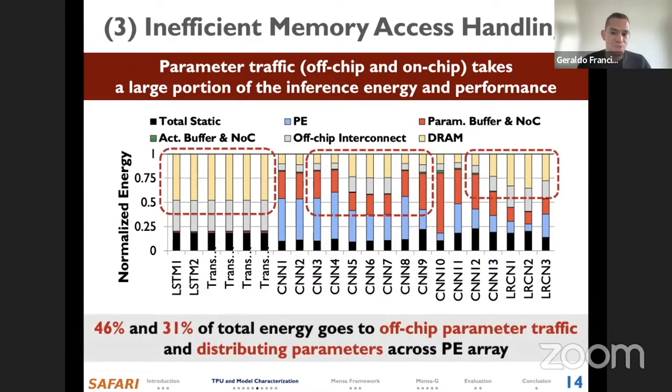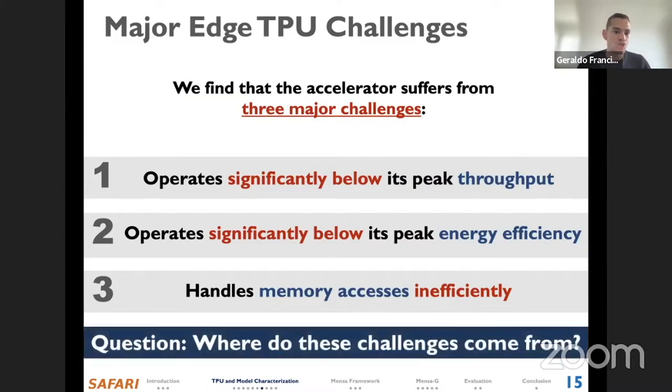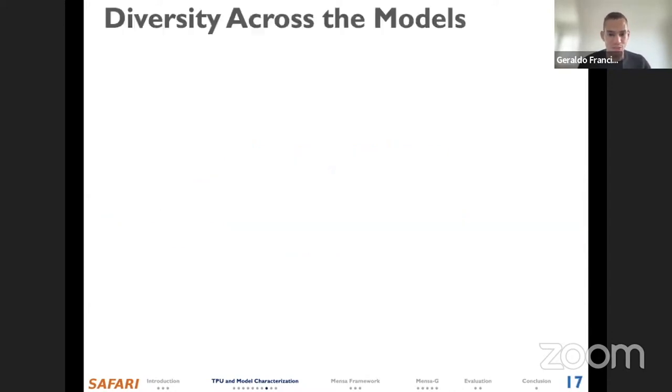So from the figure, we observe that 46% of the total energy for those models goes for the off-chip traffic to DRAM, and 31% of the total energy consumption goes to distributing parameters across processing element arrays. So after identifying such a challenge faced by the Edge TPU accelerator, the next question is where the challenges are coming from. So to answer this question, we go and do a further analysis on the models themselves to see the key sources of inefficiency faced by the Edge TPU accelerator.